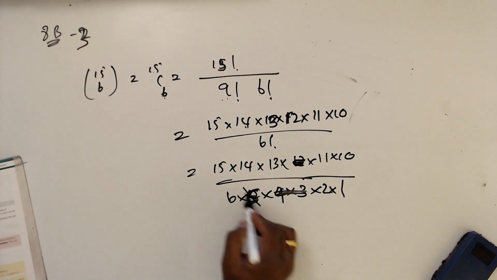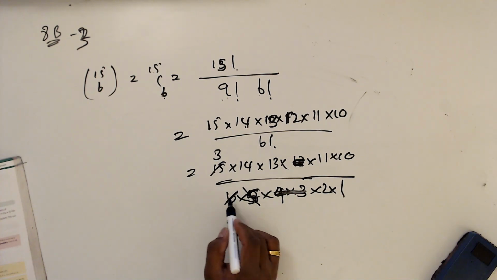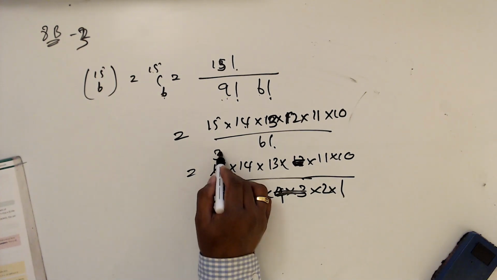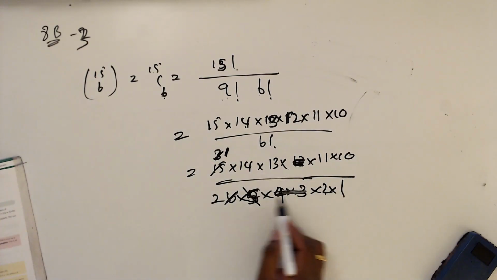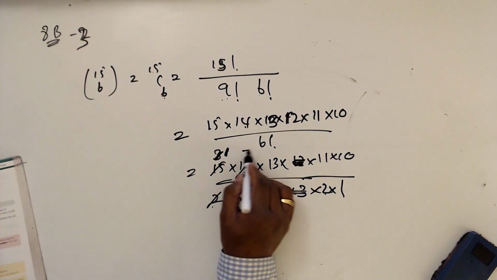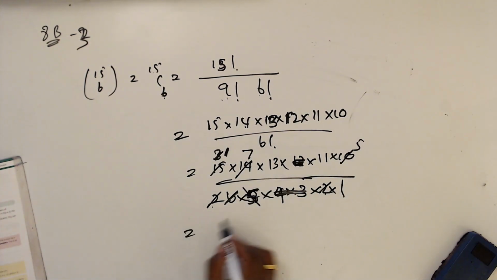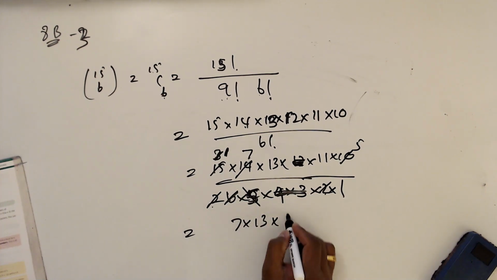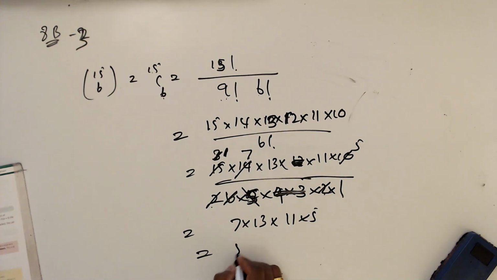This is 5 times 3. This is going to be 3. And any other cancellations? 3 times 2 and 3 times 1. Then this is here 2 and this is here 2. So we'll cancel out 2 and 7 and 2 and 5. So what is the remainder? 7 times 13 times 11 times 5. The answer is 5005.